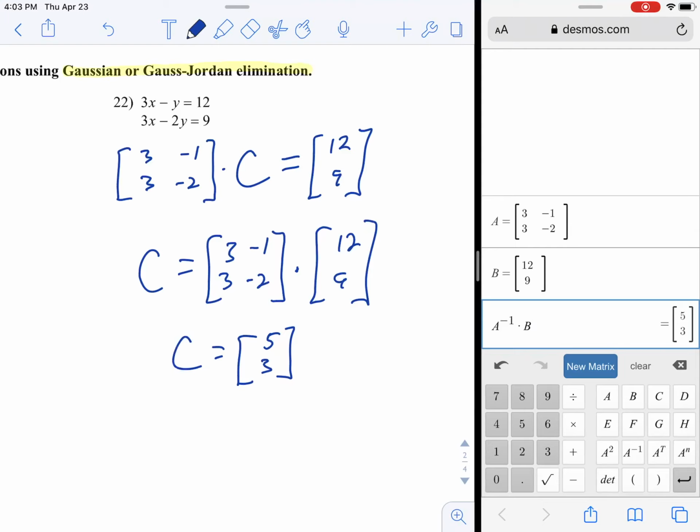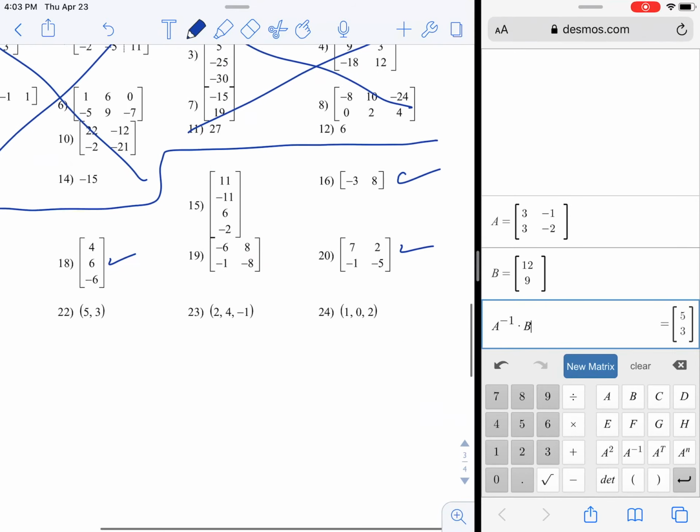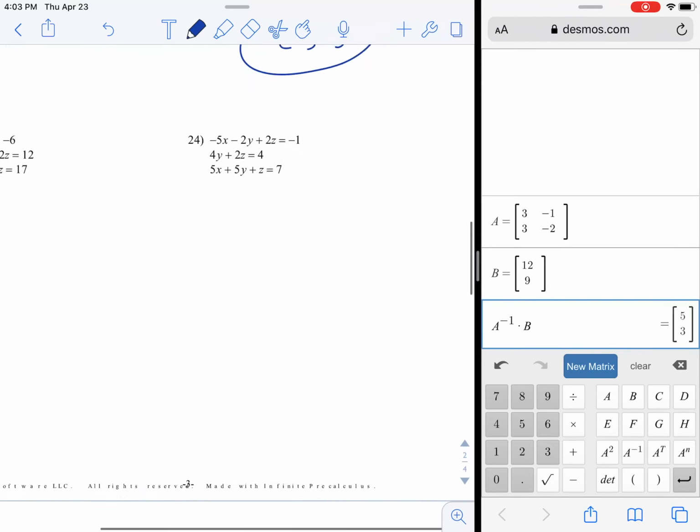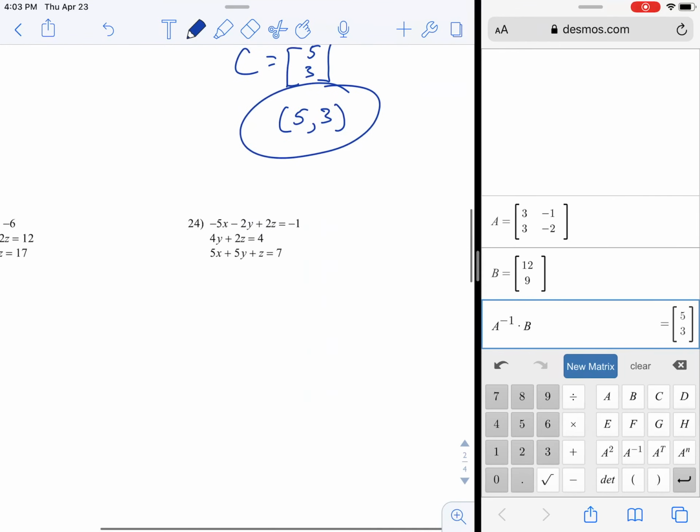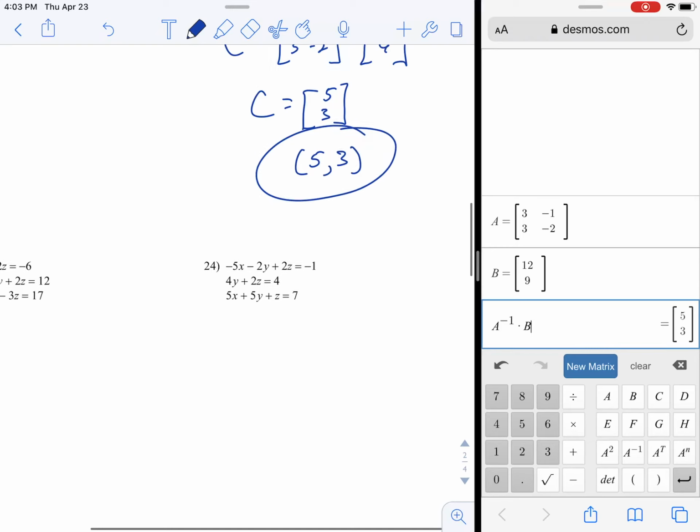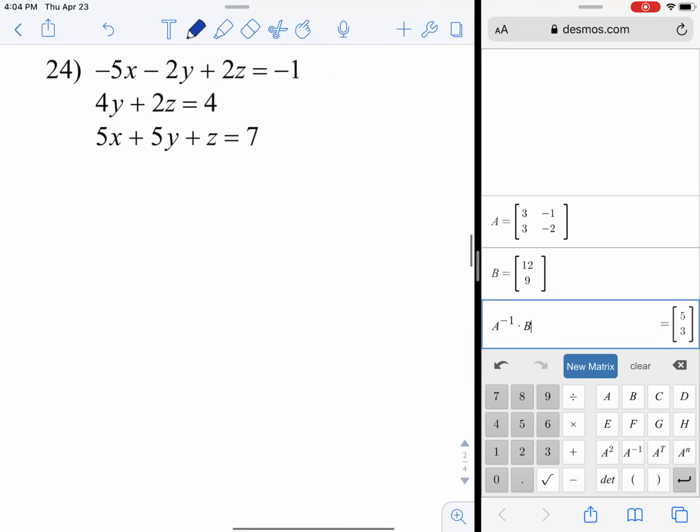And since this is a system of equations, we write our answer as a point, an ordered pair, 5, 3. And boy, I just don't like my handwriting. So check number 22. And there it is, 5, 3. Okay, 24 is the same. It's just a 3 by 3 system instead of a 2 by 2.